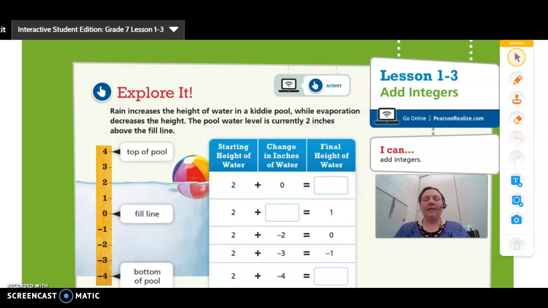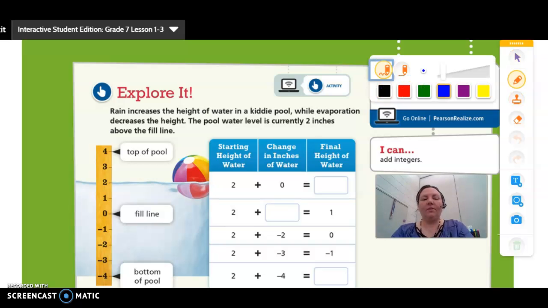So our goal today is to be able to add integers, both positive and negative. And we can see here a little bit of a pattern that occurs in this opening Explore It problem. If rain is increasing while the air evaporates and decreases the water, we can balance and look at how the water changes using positives for the starting and the growth of the value, and then negatives for all of the water that evaporates.